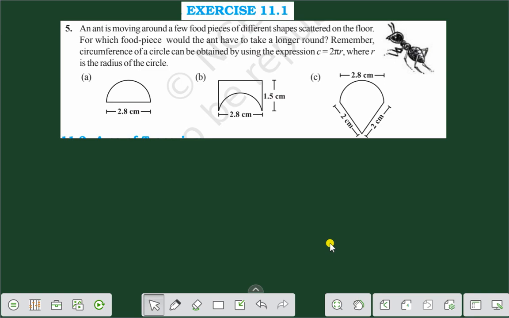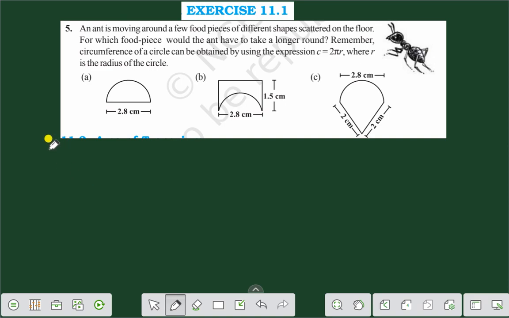An ant is moving around a few food pieces of different shapes scattered on the floor. For which food piece would the ant have to take a longer round? Remember, the circumference of a circle can be obtained by using the expression C = 2πr, where r is the radius of the circle. Let us solve this one.